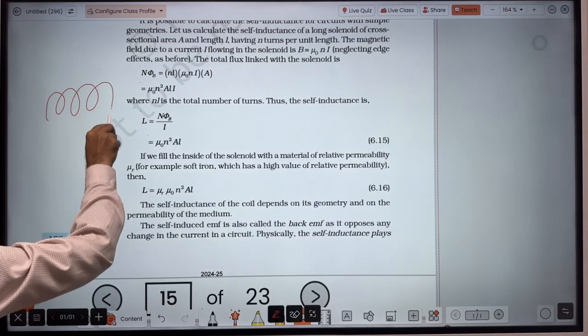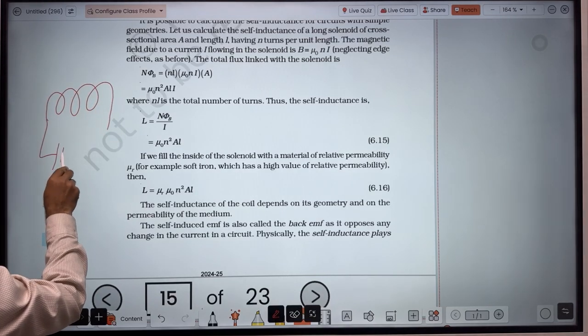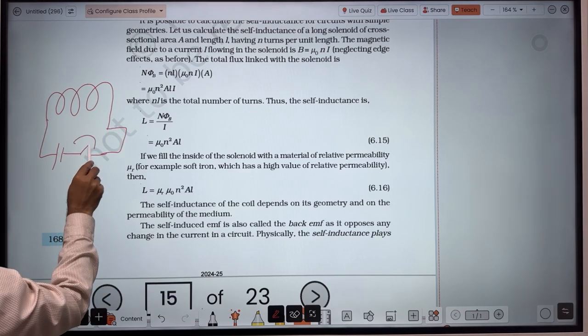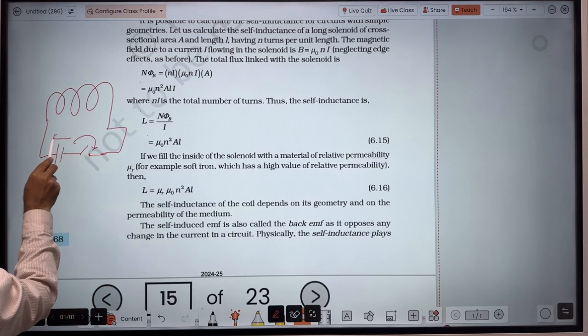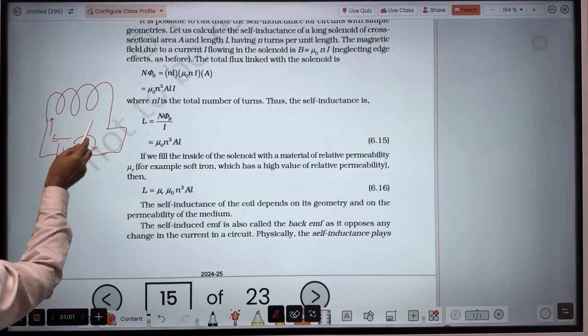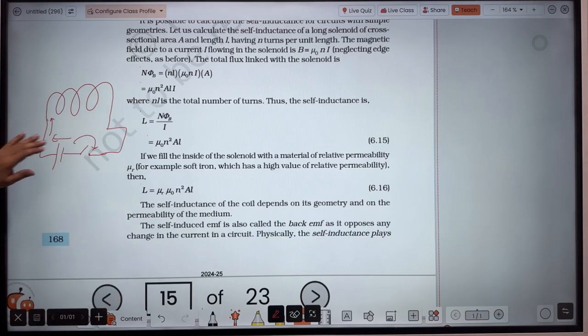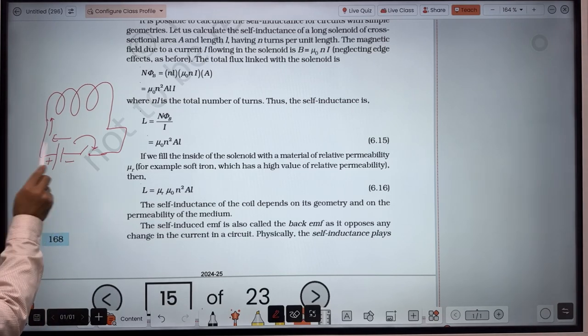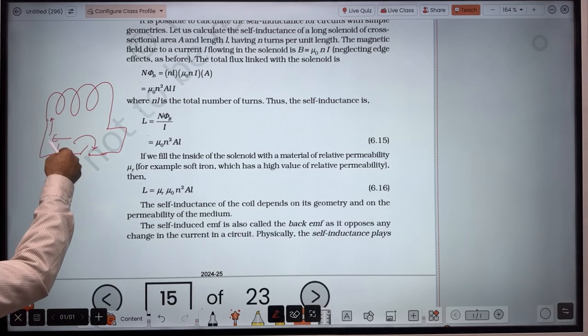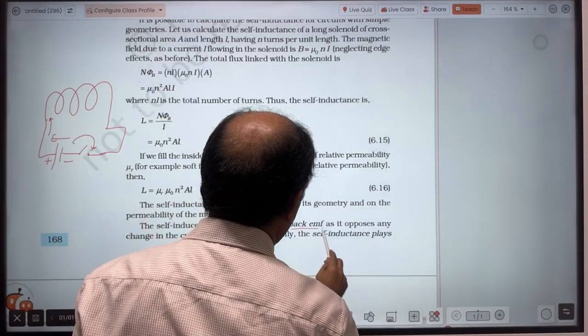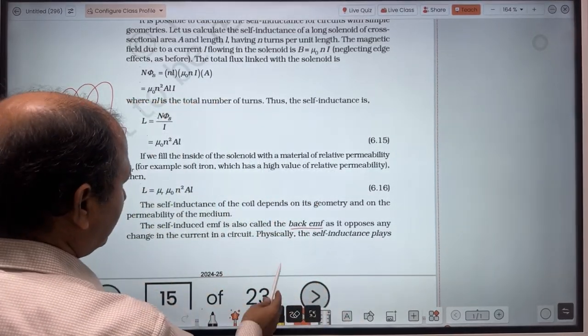As you have seen, if we consider this circuit, this is the key. If this key is closed, current will flow in this direction, then the EMF developed across this coil will oppose it. So there will be another current which will oppose this, correct? Or the EMF developed will be just opposite. If this has positive and negative polarity, this will be just opposite, negative and positive polarity. That is why this is called back EMF.